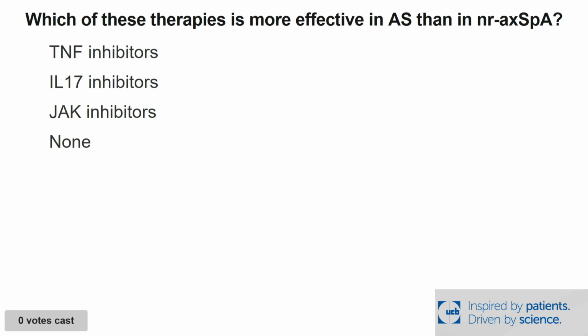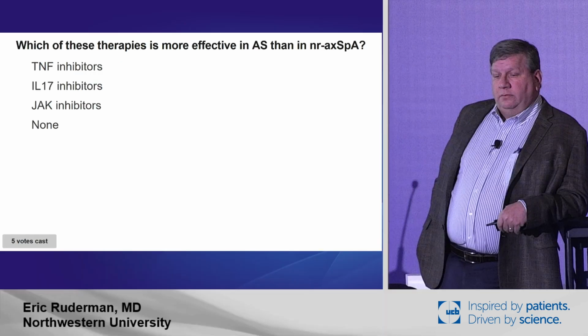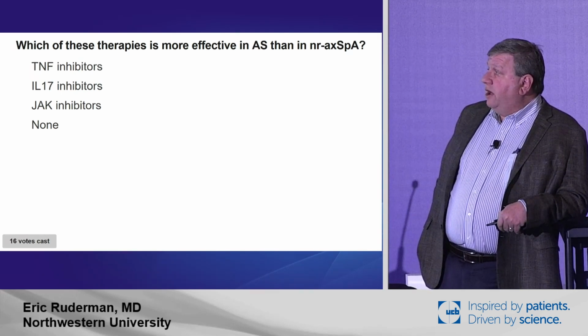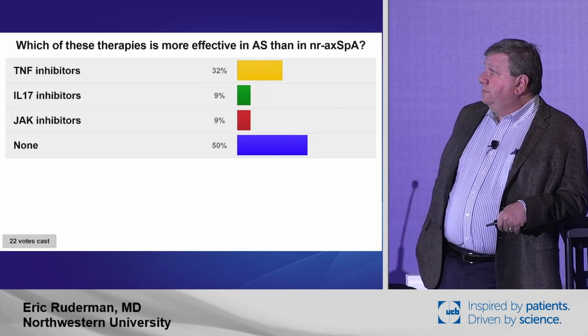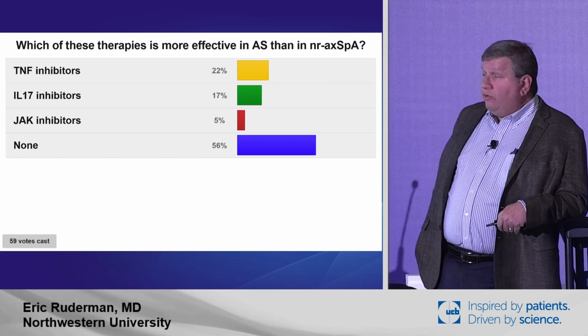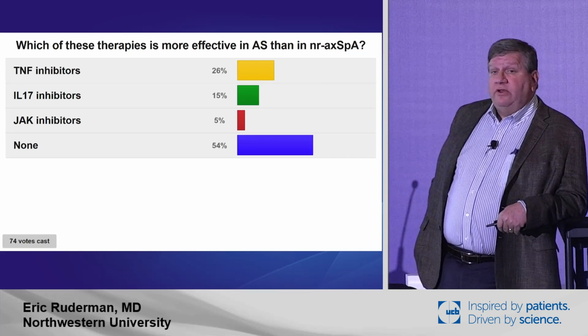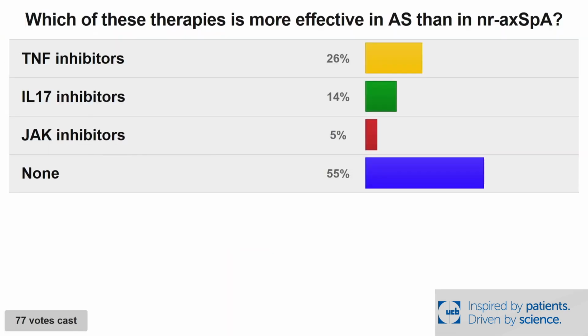Okay, so with that in mind, before we get into the data, a quick poll. Which of these therapies is more effective for ankylosing spondylitis than it is for non-radiographic axial spondyloarthritis? TNF, IL-17, JAK, or none? All right, we'll move on. So most of you got it. So it turns out there is no difference. They're equally effective, and I'll show you the data.